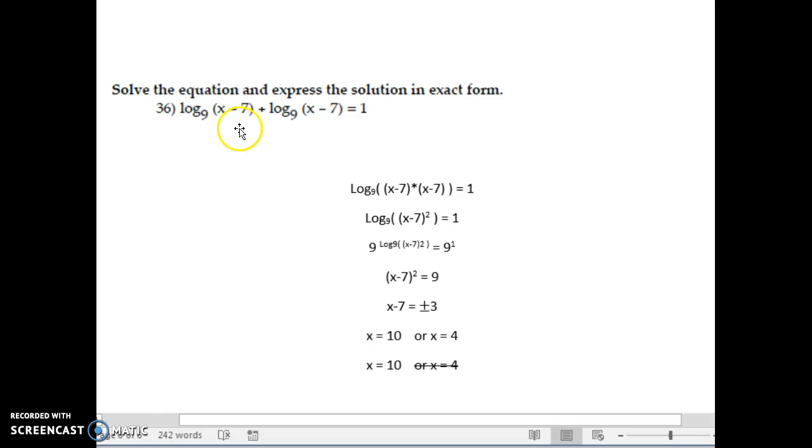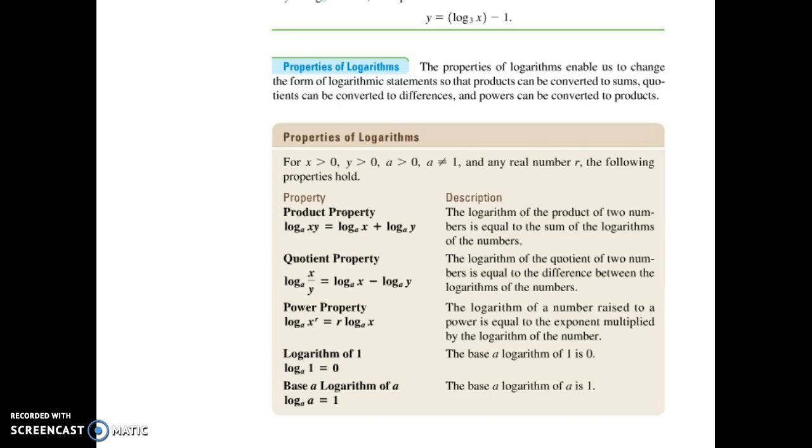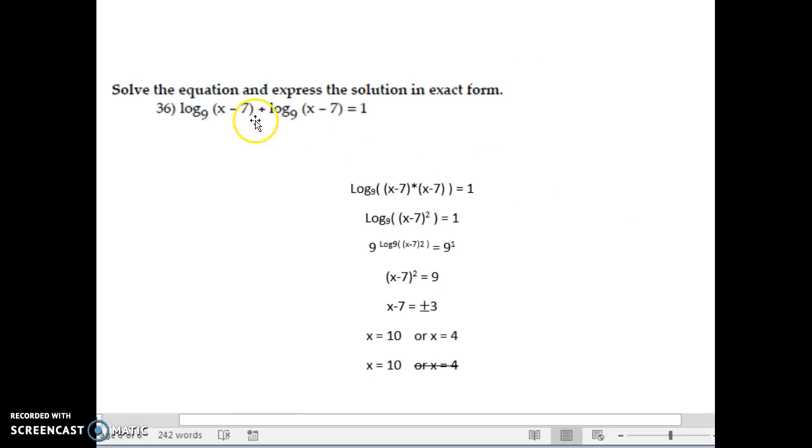For 36, we have an equation here we're trying to solve, and again we're going to rely on these properties, page 419, section 4.3, in order to solve. So we have an addition here of logarithms with the same base, which means you could rewrite those with multiplication in just a single logarithm. And then I rewrote that the same thing here multiplied by itself is squared. So x minus 7 squared.